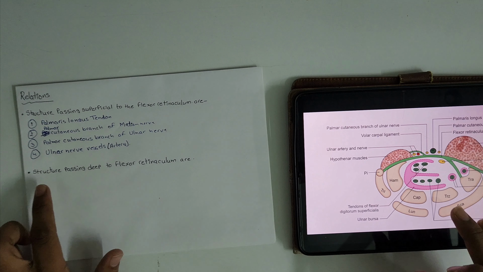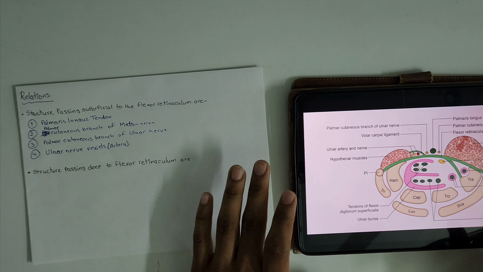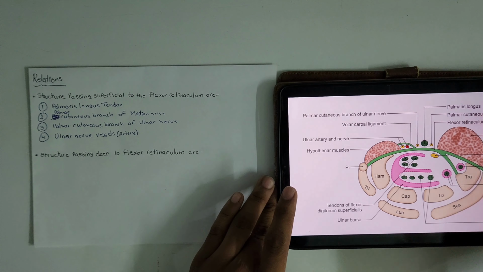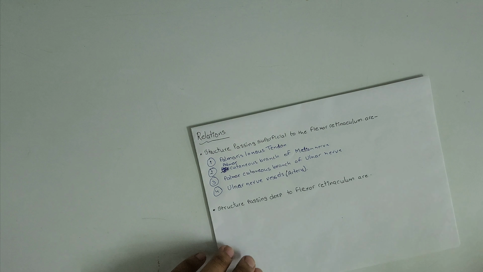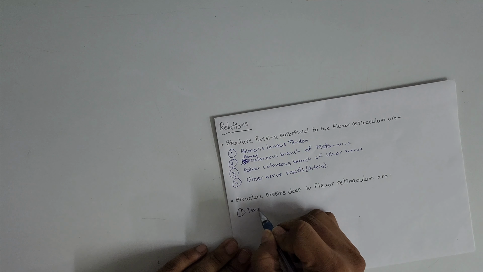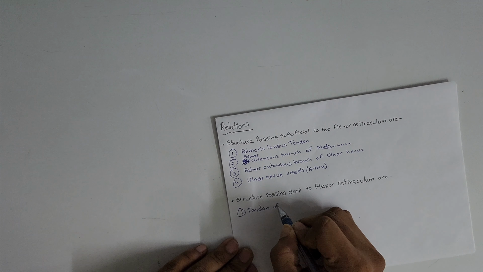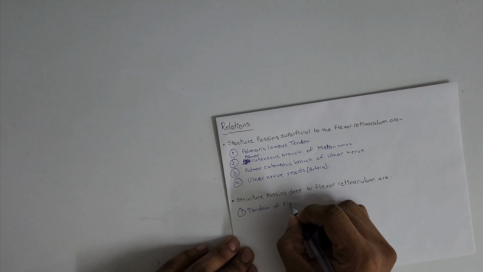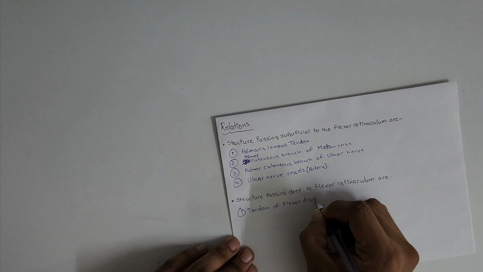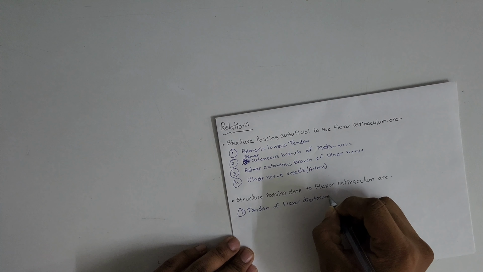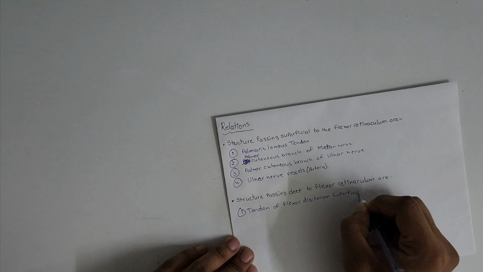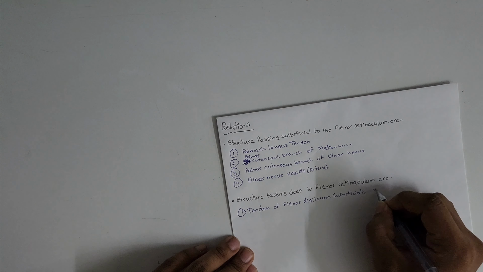Now structures passing deep to flexor retinaculum. As I have already discussed, here I have tendon of flexor digitorum superficialis. How many tendons? I have 4 tendons.